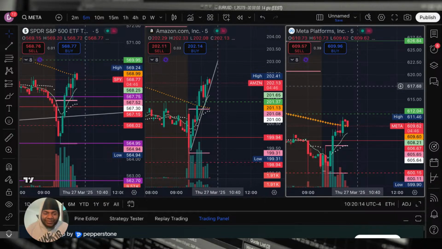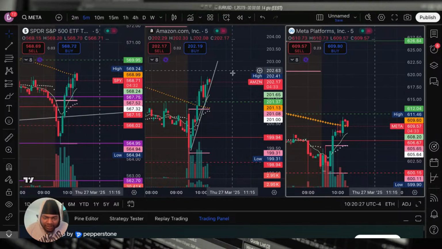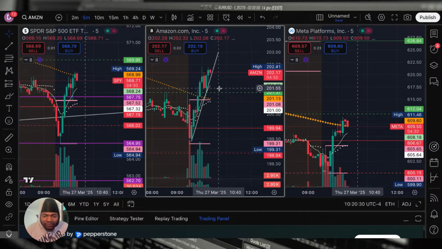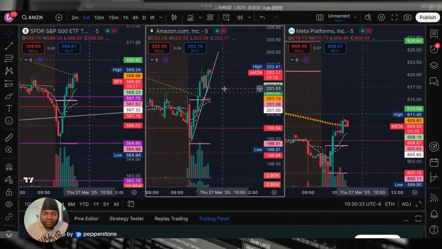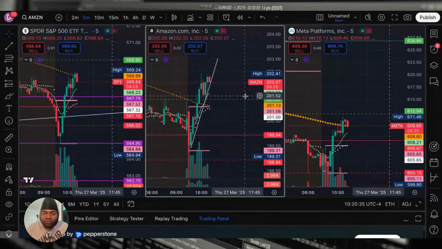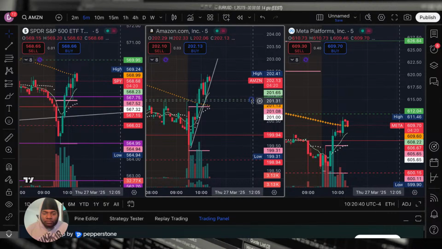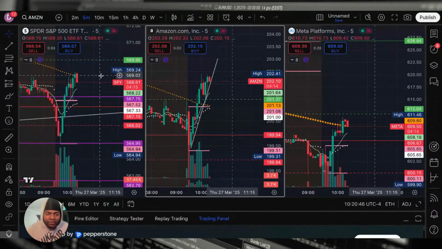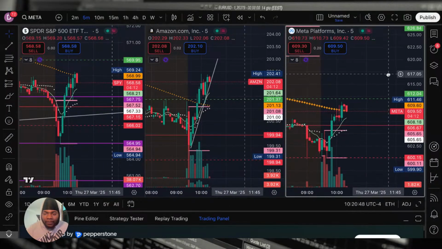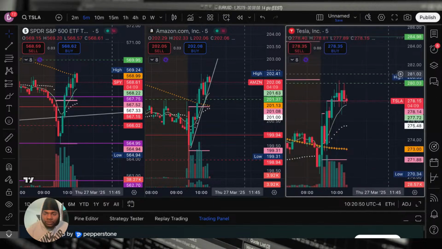Still pulling back. Damn. We need SPY to hold right here. We don't need it to reject. My stop loss is this 9 EMA. It's 201.53. That's my stop loss. I'm sitting down 3% right now. Let's see if SPY can hold this 200 moving average.